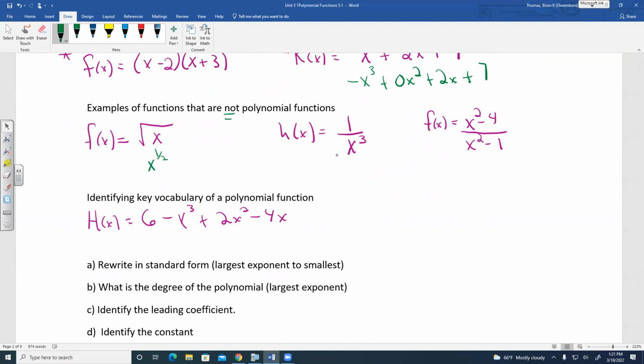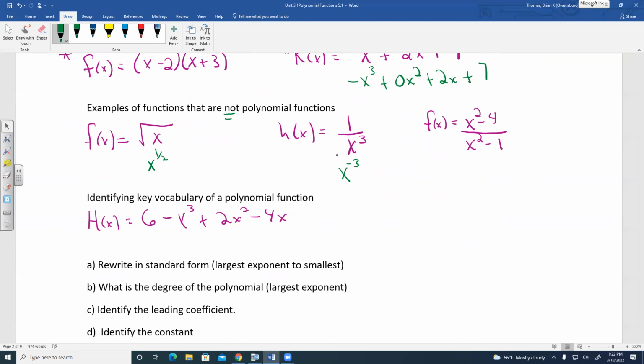h of x equals 1 over x cubed. Notice how again we have this x to the negative 3 here. So that's the same thing, which means the exponent of the variable is a negative number. And again, to be a polynomial function, the exponent cannot be negative. Similarly, you cannot have a fraction where the variable is in the top and the bottom. That also creates something that is not a polynomial function.